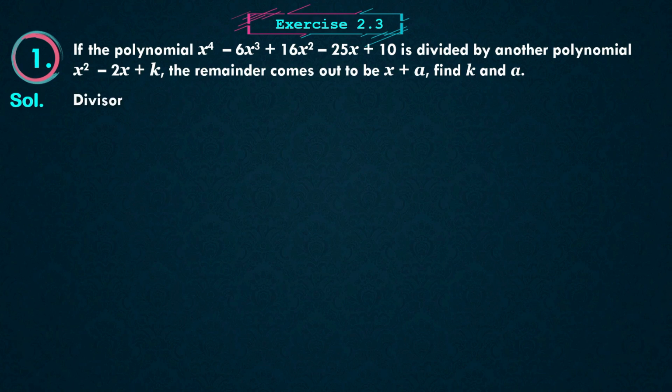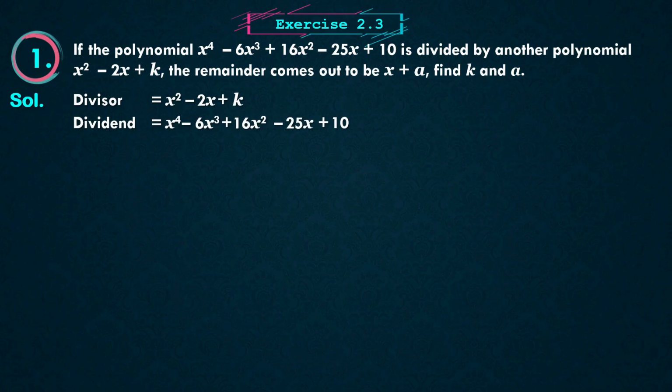First, let us identify the expressions. The dividend is x^4 - 6x^3 + 16x^2 - 25x + 10. The divisor is x^2 - 2x + k. The remainder is x + a.